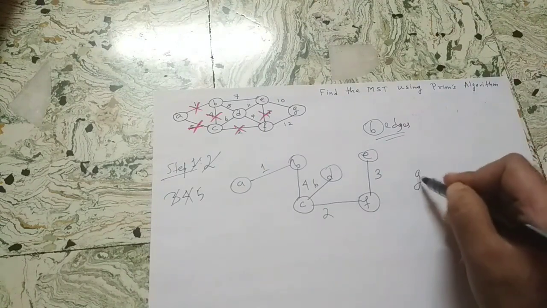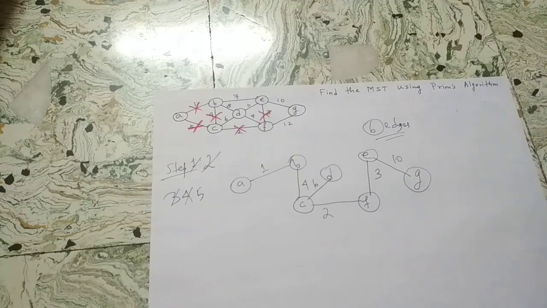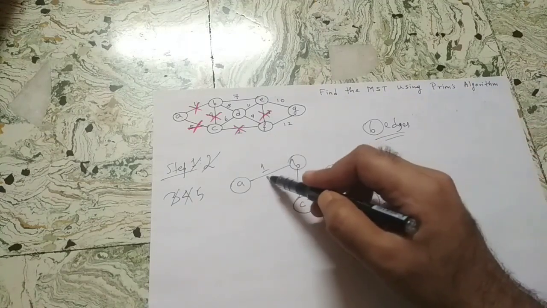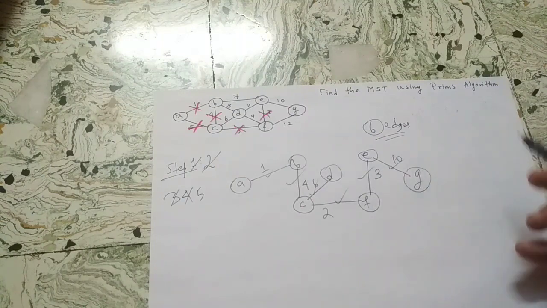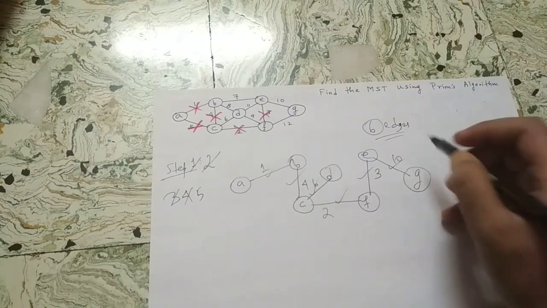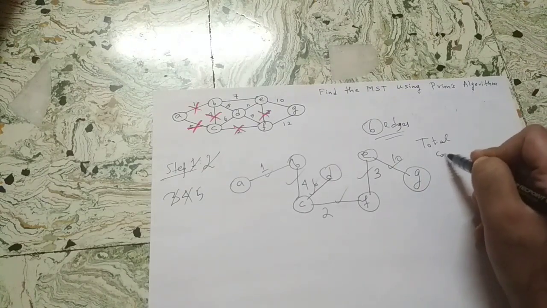So I'll add vertex G using the least weight of 10. Now I've added 6 edges, right? I've added 1, 2, 3, 4, 5, 6 edges, and I can stop the procedure now. And what is the total cost of my minimum spanning tree?